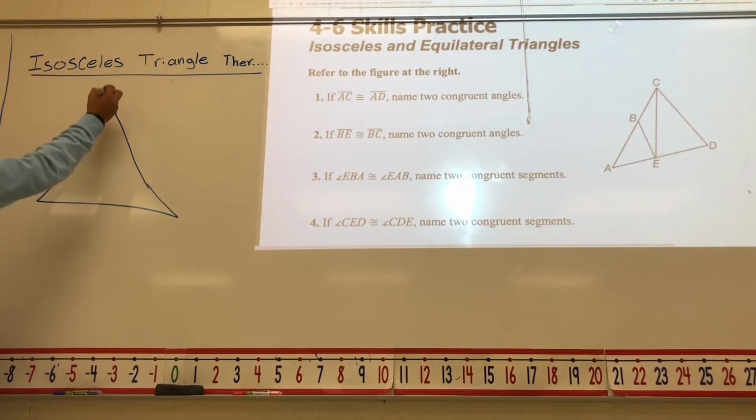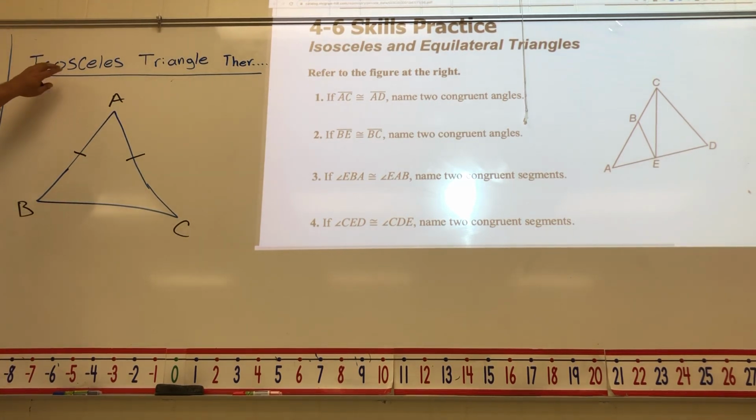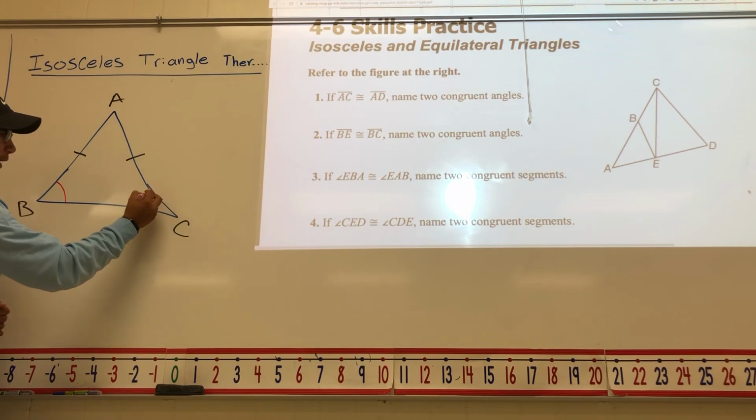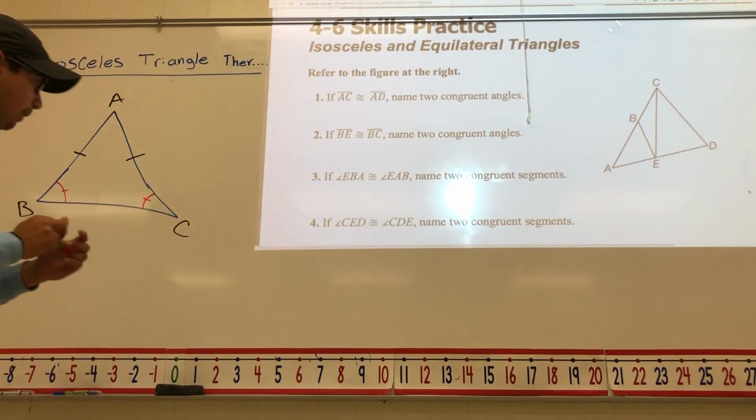Right? Let me name this triangle. Let's see, we have triangle A, B, C. Okay, so this is an isosceles triangle, and we know that this side is congruent to this side, right? So two sides are congruent, two sides are the same. And what the isosceles triangle theorem says is if two sides of a triangle are congruent, that means that these angles right here are going to be congruent. So we have that this angle is congruent to this angle over here. So these two angles are the same. And this is a concept we're going to be using to answer these questions right here.